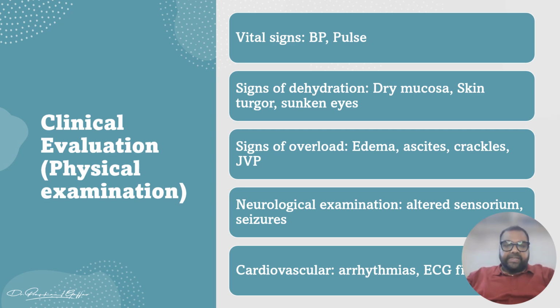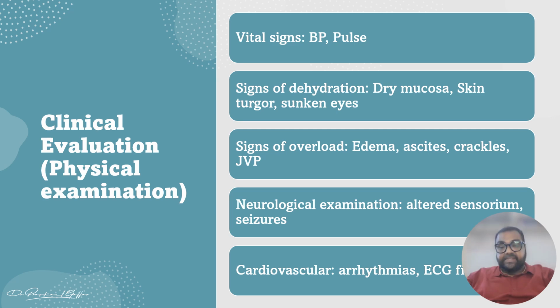When you do the neurological examination, you find altered sensorium or seizure, right? And the last one is the cardiovascular signs. So you can find arrhythmia, or when you do the ECG, the potassium changes are easily found in the ECG also, right? So these are the clinical evaluation, the common physical examination regarding the water imbalances and the electrolyte imbalances, right? Now let's see investigations.